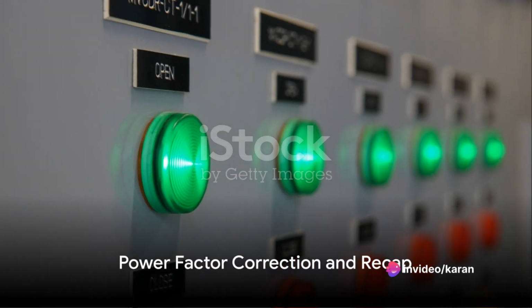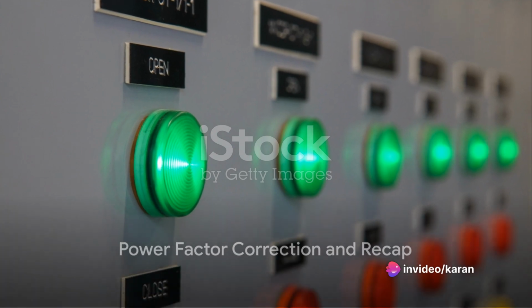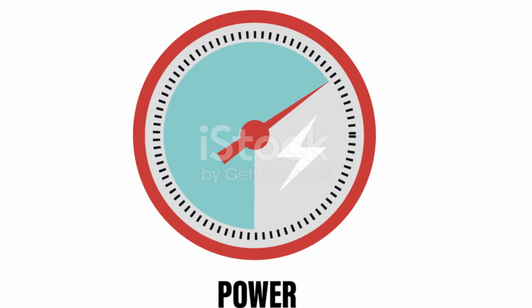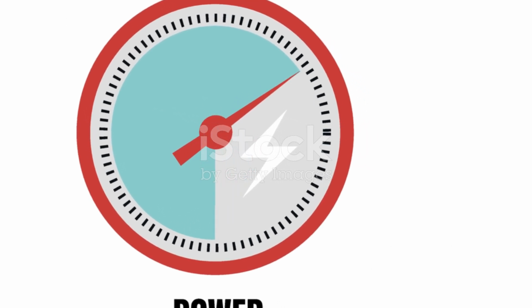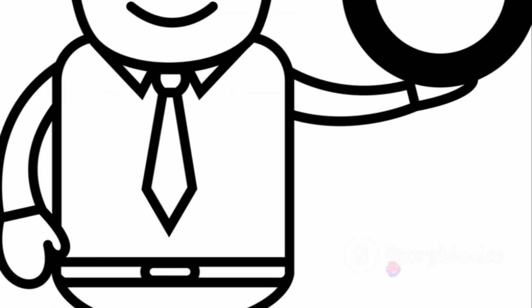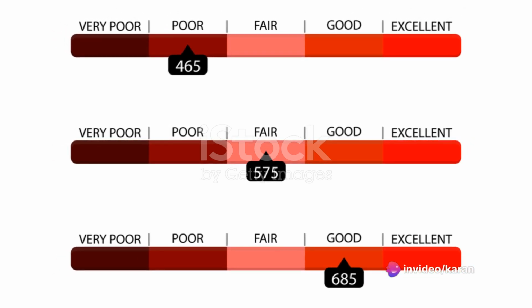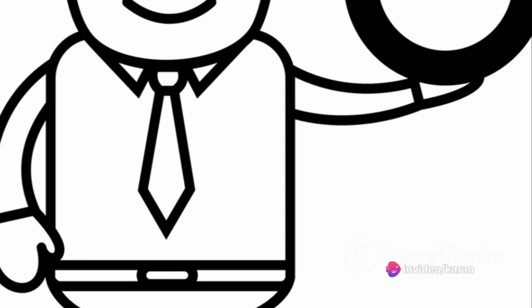So how can we improve power factor? One common method is to use power factor correction devices like capacitors. These devices help by providing reactive power that counters the effects of inductive loads. In essence, they balance the equation, bringing our power factor closer to the ideal score of 1.